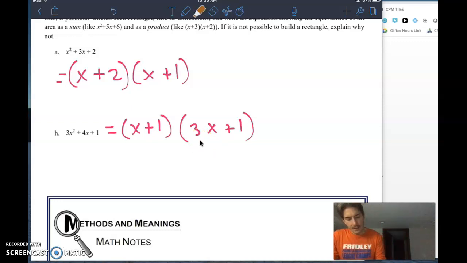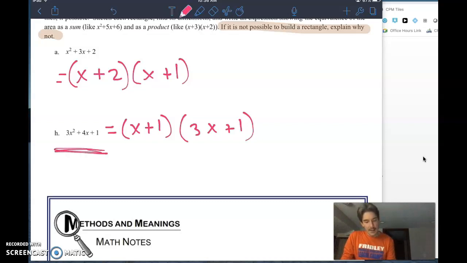But folks, we are asked the question, if it's not possible to build the rectangle, explain why not. If you had a situation where a rectangle was impossible to build, you exhausted every single opportunity, you couldn't figure out how to do it. Now, don't get me wrong, if you tried one thing and you didn't get it, it doesn't mean there's not a way to build a rectangle. But if you tried every single possibility and it just wasn't working, you may have a situation where it is not possible to write the area as a sum equal to the area as a product. We don't always have the ability to build the rectangles out of a random smattering of tiles.